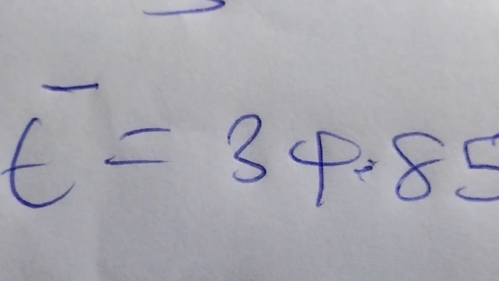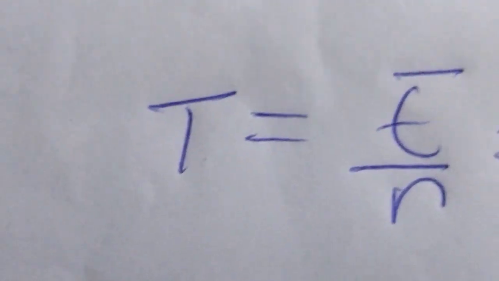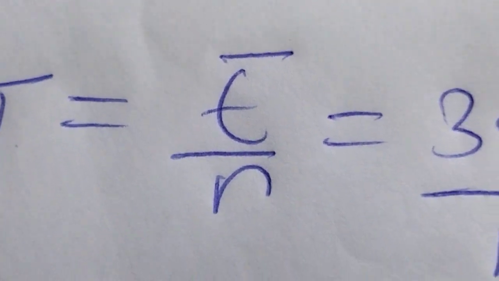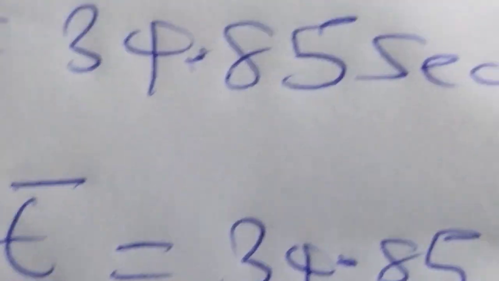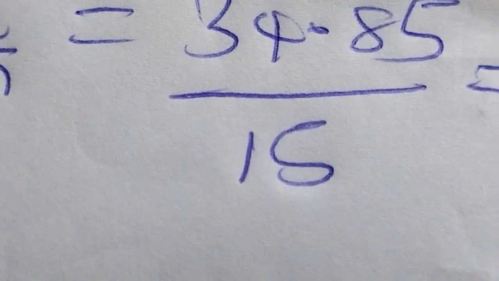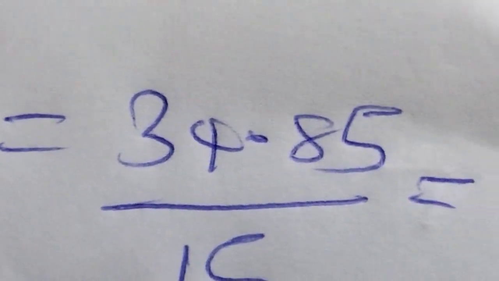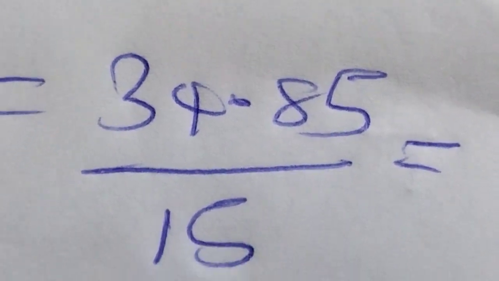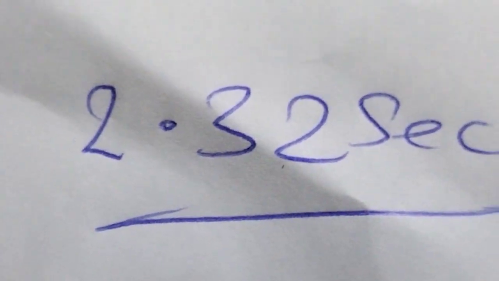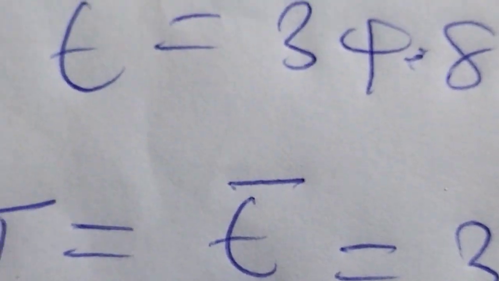Solving this out, we had the average time as 34.85 seconds. Then period is time over number of oscillations. We use average time 34.85 seconds all over 15, because the oscillation was done 15 times. So 34.85 over 15 gives us 2.32 seconds.